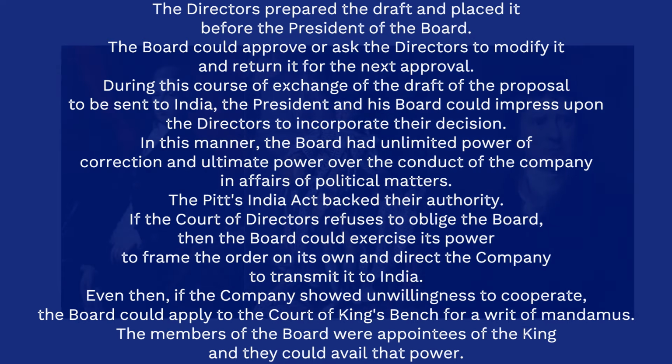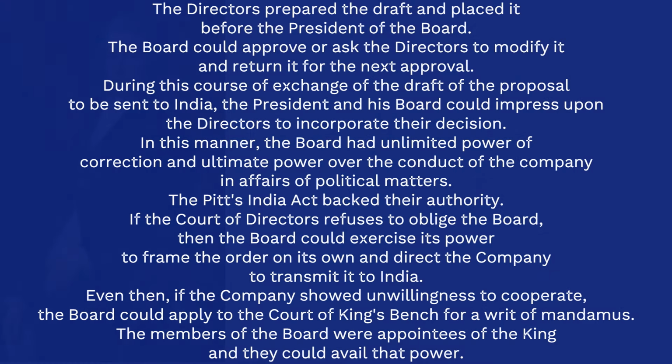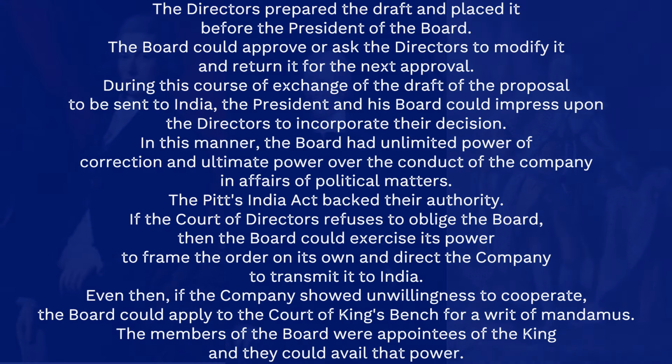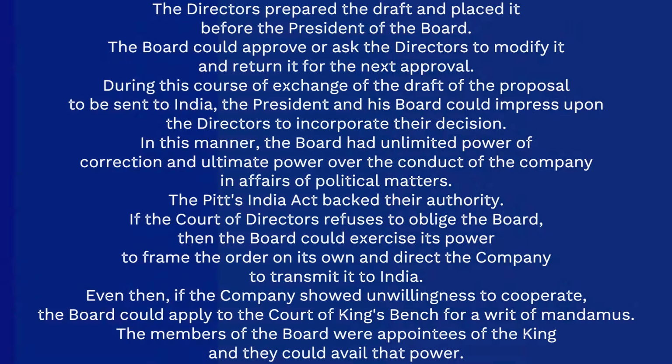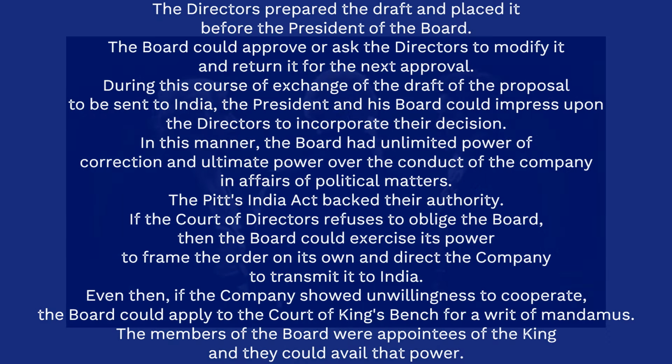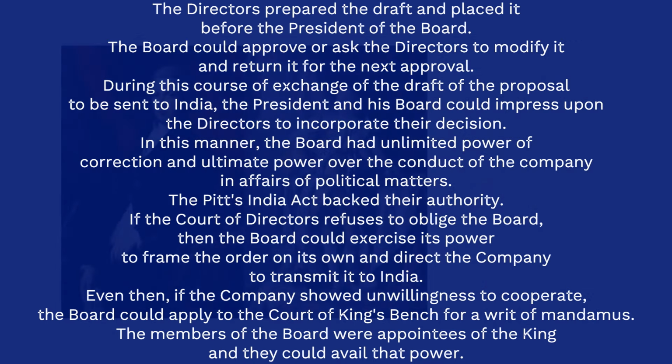If the Court of Directors refuses to oblige the Board, then the Board could exercise its power to frame the order on its own and direct the company to transmit it to India. Even then, if the company showed unwillingness to cooperate, the Board could apply to the Court of King's Bench for a writ of mandamus. The members of the Board were appointees of the King and they could avail that power.